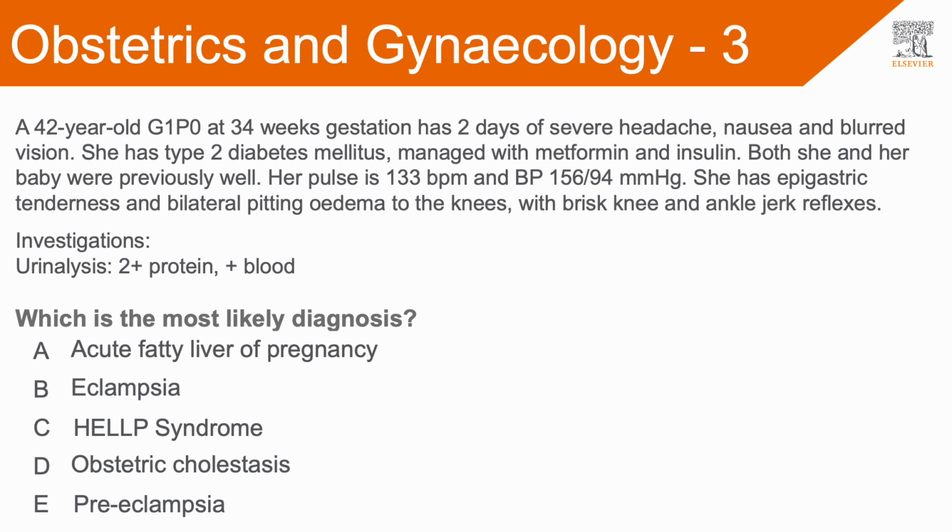Her pulse is 133 beats per minute and blood pressure 156 over 94 millimeters of mercury. She has epigastric tenderness and bilateral pitting edema to the knees with brisk knee and ankle jerk reflexes. Investigations: urinalysis demonstrates plus protein and plus blood. Which is the most likely diagnosis?